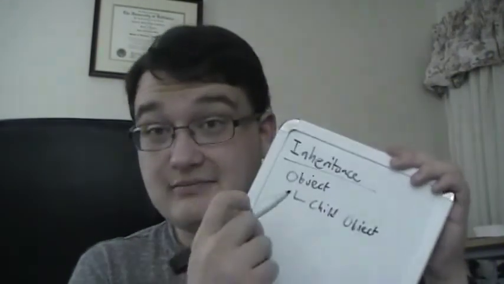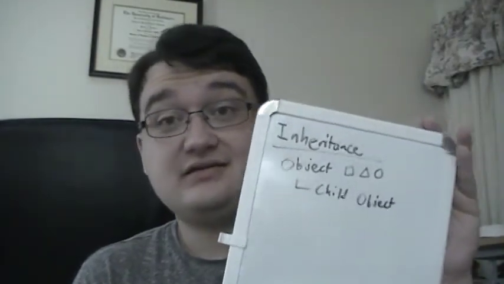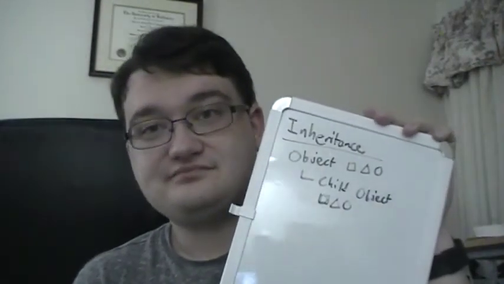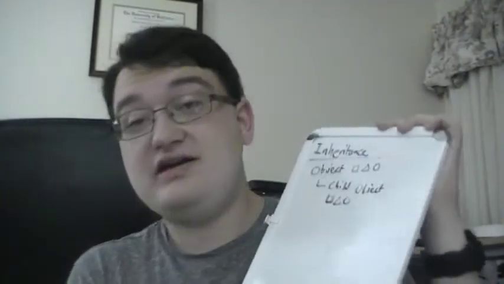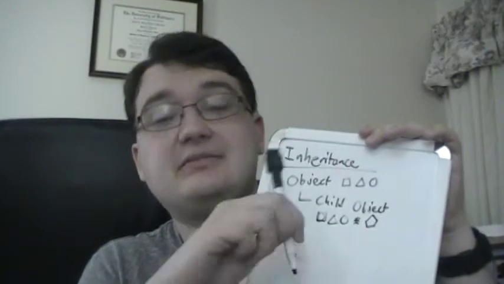Now let's say the big object, the parent object, has properties square, triangle, and circle. What does that mean? Since the child object inherits from the parent object, by default the child has properties square, triangle, and circle. And what's more, you can define other properties as well, like star or pentagon, that you can apply to the child object and not to the parent object.